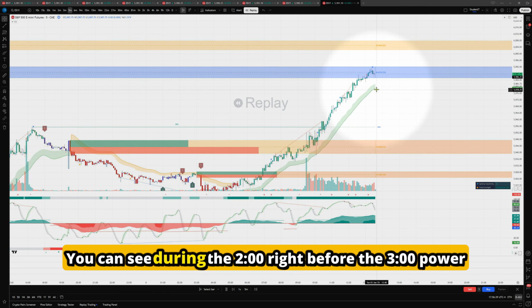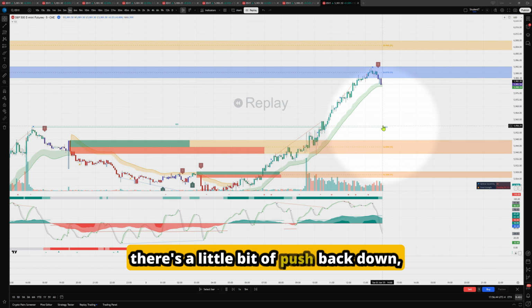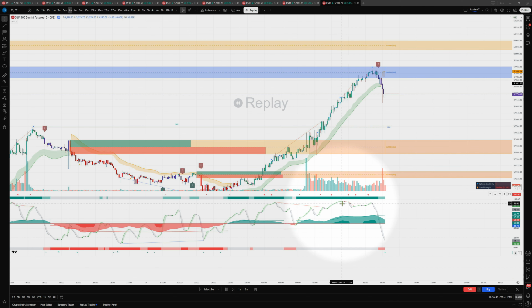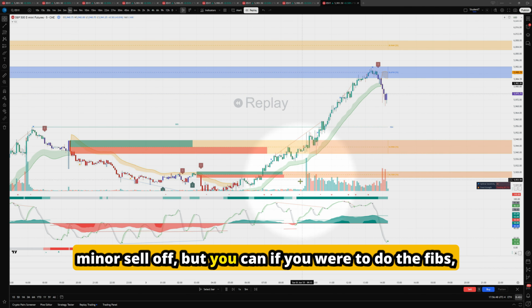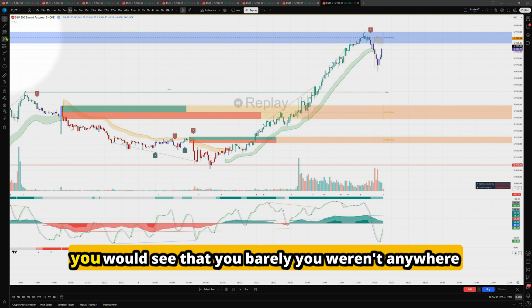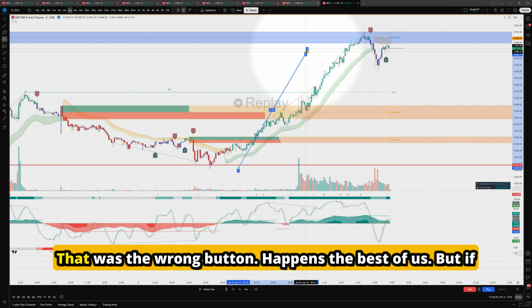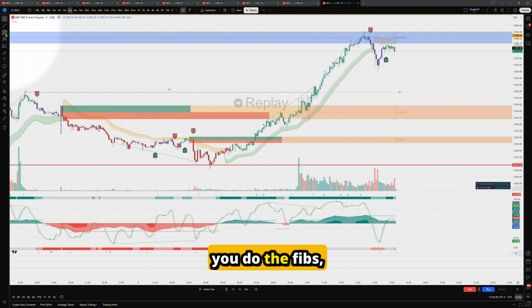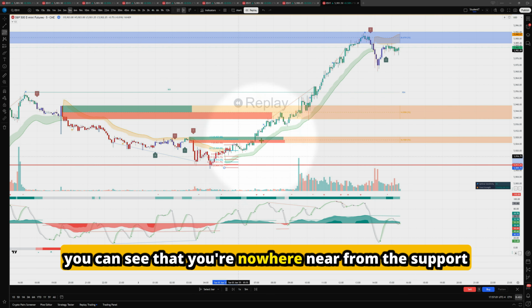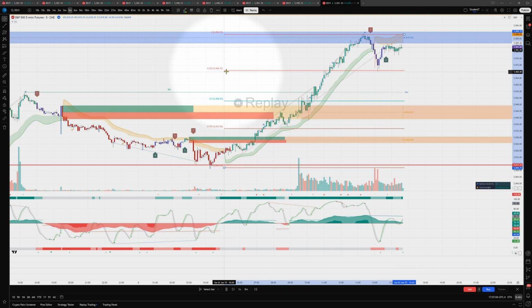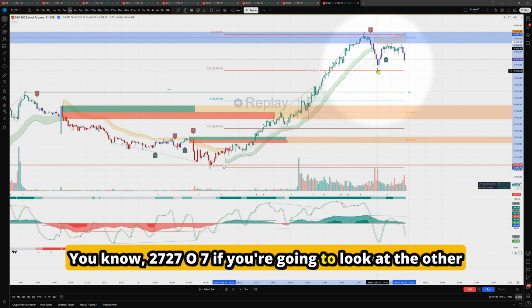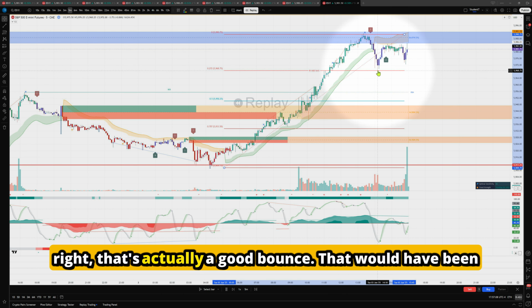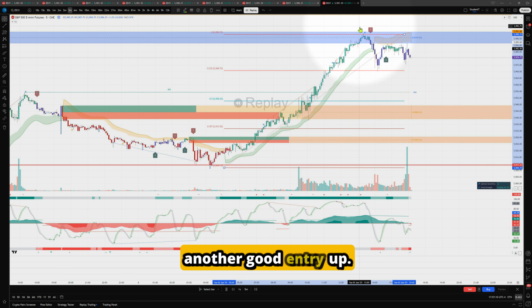As you can see, during the 2 o'clock, right before the 3 o'clock power hour, there's a little bit of pushback down, minor sell-off. But if you were to do the fibs, you would see that you weren't anywhere close to a 50% fib. That was the wrong button. It happens to the best of us. But if you do the fibs, you can see that you're nowhere near from the support up, 272, 707 if you're going to look at the other way, right? That's actually a good bounce. That would have been another good entry up.